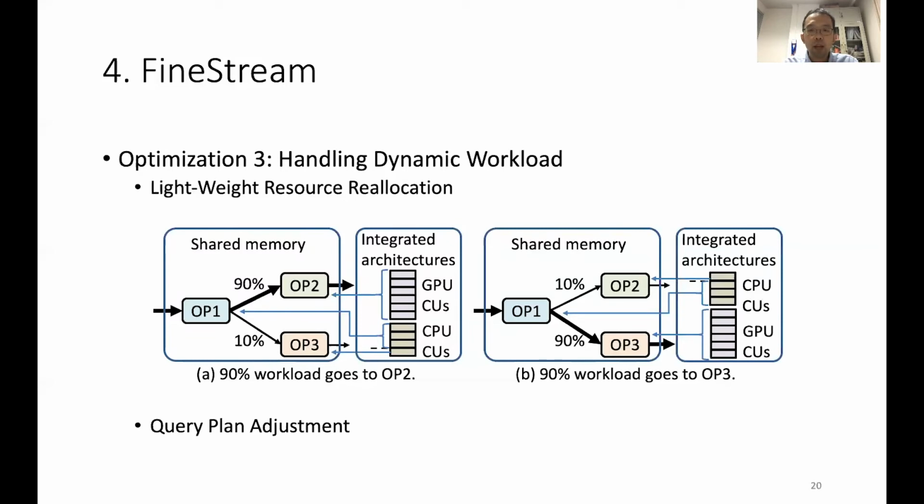In Figure A, 19% workload after operator OP1 flow to OP2. When the workload state changes to the state in Figure B, part of the computing resource associated with OP2 shall be assigned to OP3 accordingly.